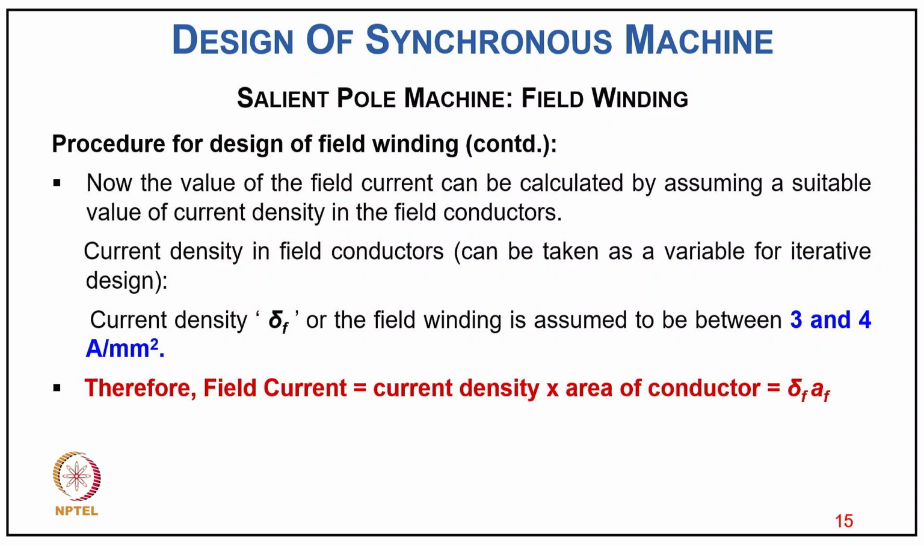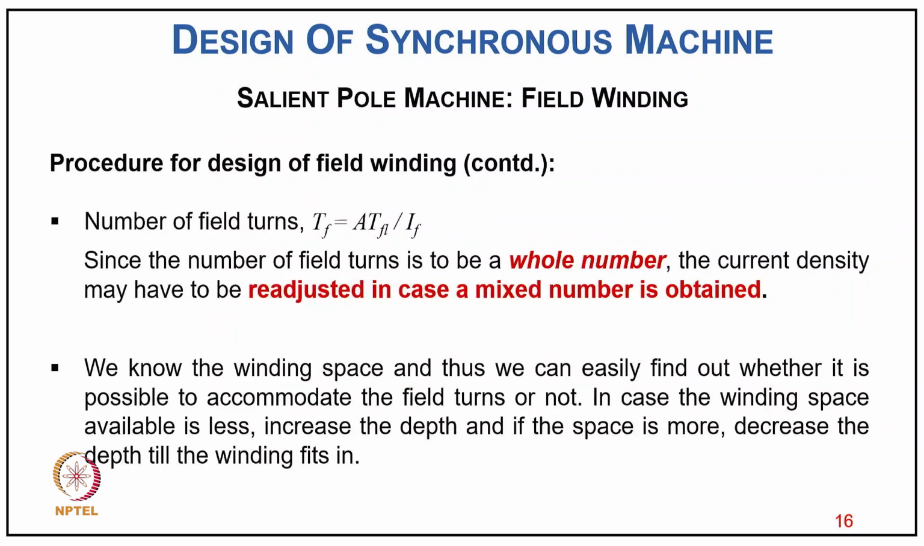So now the value of the field current can be calculated by assuming a suitable value of the current density in the field conductor, and the current density in the field conductor can be taken as a variable for iterative design. The current density delta F of the field winding is assumed between 3 to 4 ampere per meter square. Therefore, field current equals current density into area of conductor, that is delta F into AF.